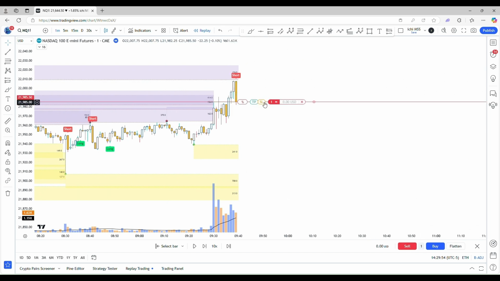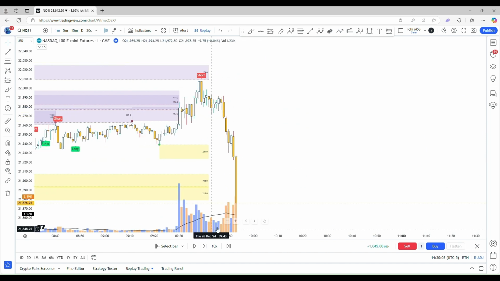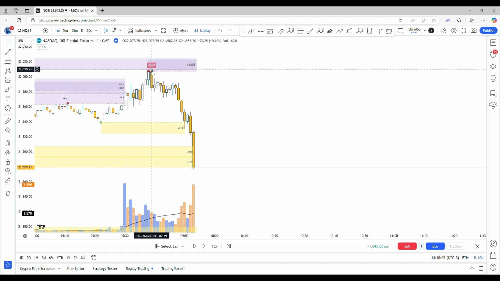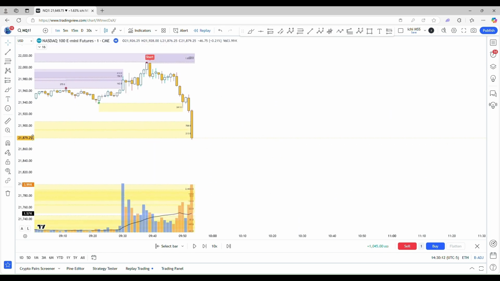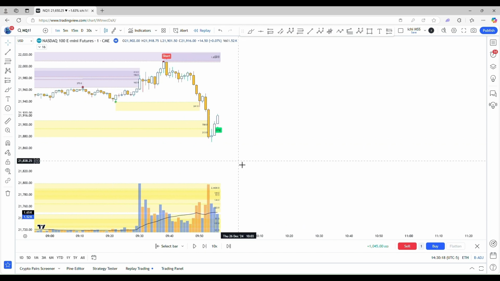So we're going to go short here. Could wait for a pullback, but basically we're just going to target this other area, and yep, there you go, just like that. So it went from one area of liquidity, aggressively moved down towards these other areas right here. So let's just play it forward a little bit more and we'll see what we got here.